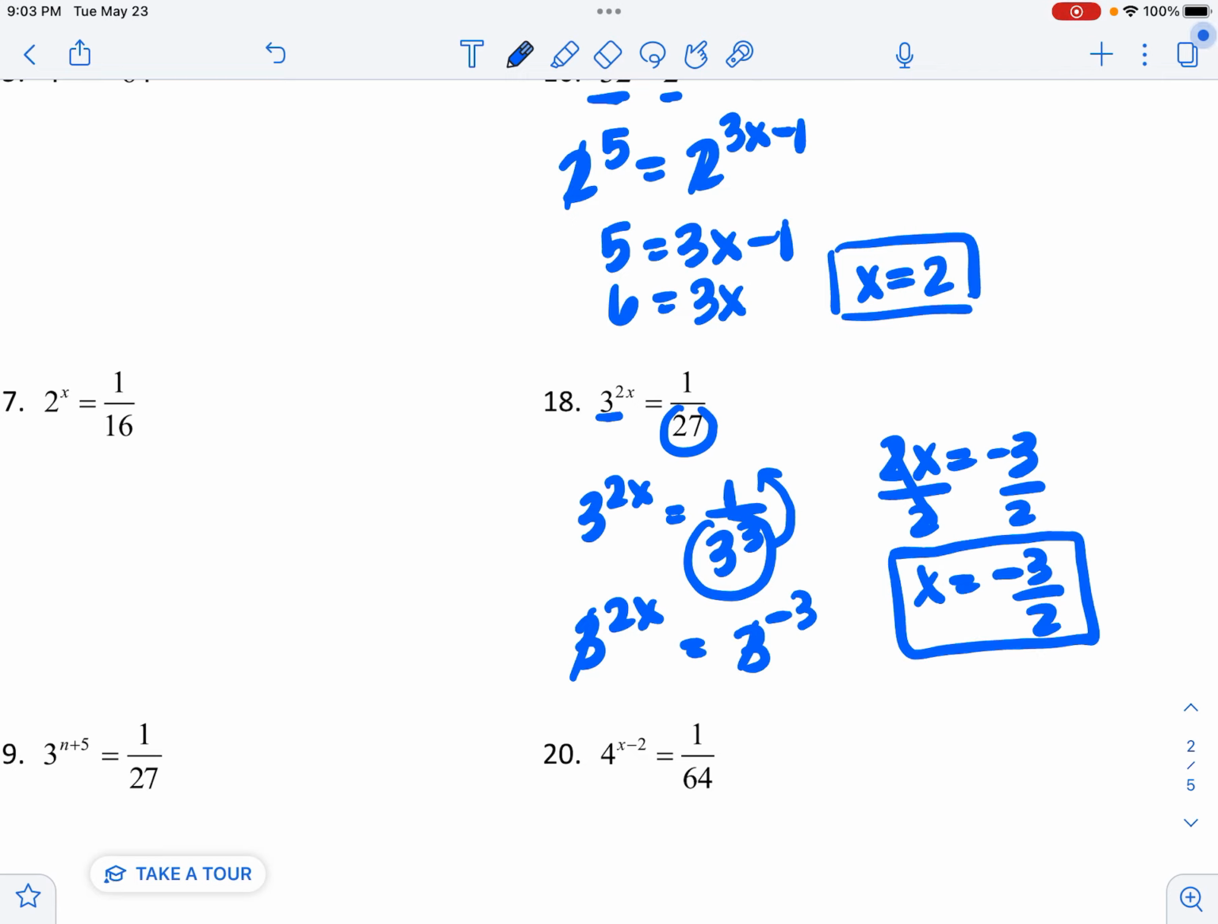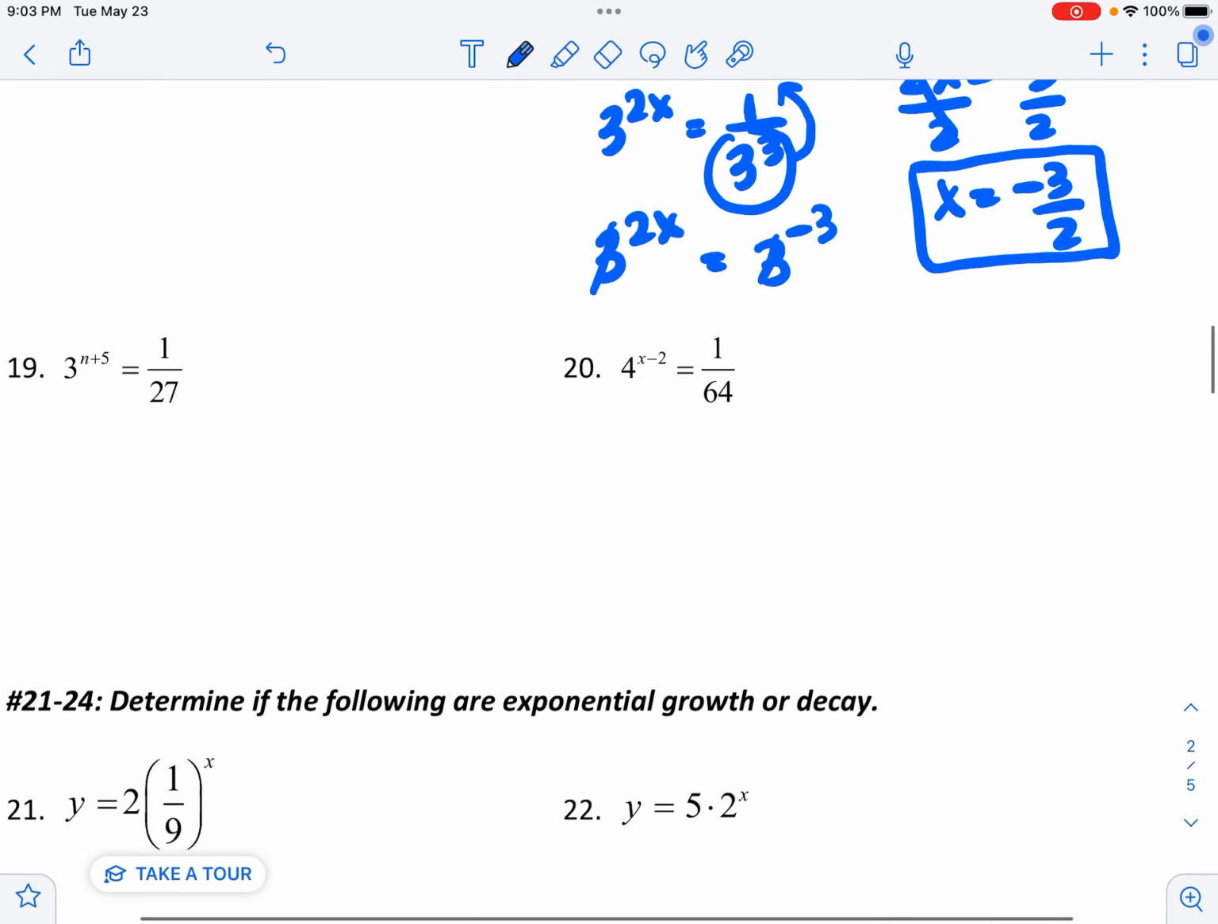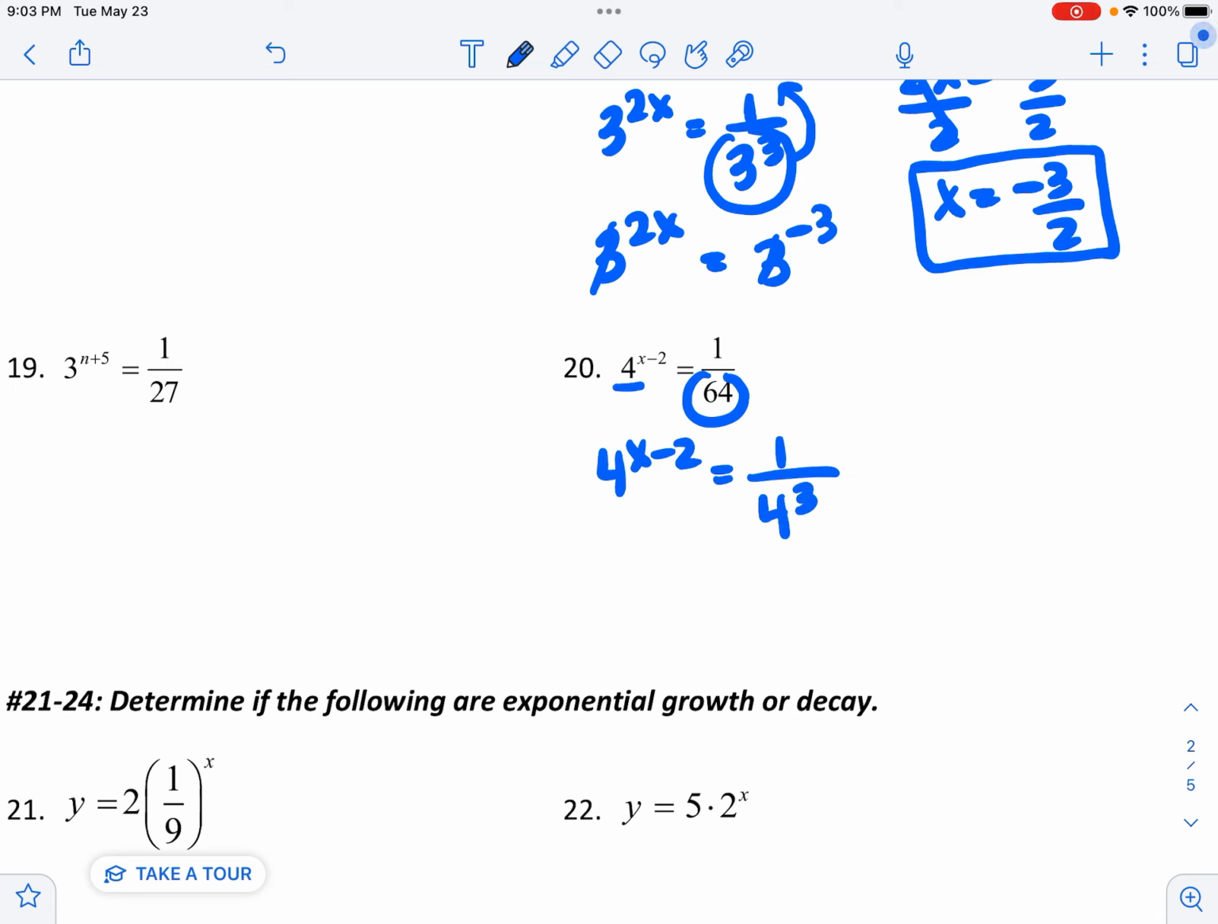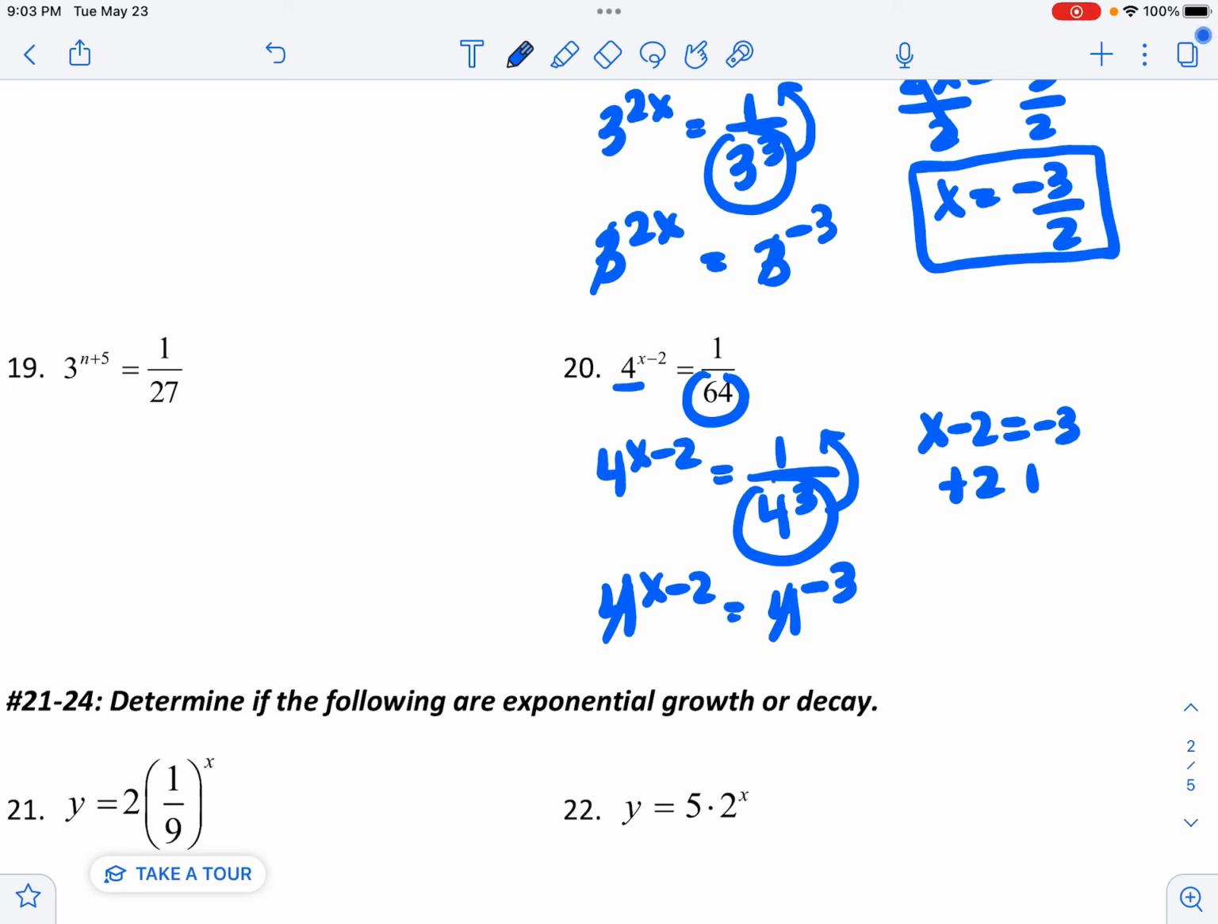All right, number 20. Again, I'm going to take the bigger number, the 64. I want to rewrite it as a 4. So this is 4 to the x minus 2 equals 1 over 4 to the 3rd power, which is 64. But again, I want no denominators here. I want to move this back up. So this is going to be 4 to the x minus 2 equals 4 to the negative 3rd. Cross off your bases, and you're going to get x minus 2 equals negative 3. And then if you add 2 to both sides, negative 3 plus 2 is negative 1. So that one actually did come out kind of nice.